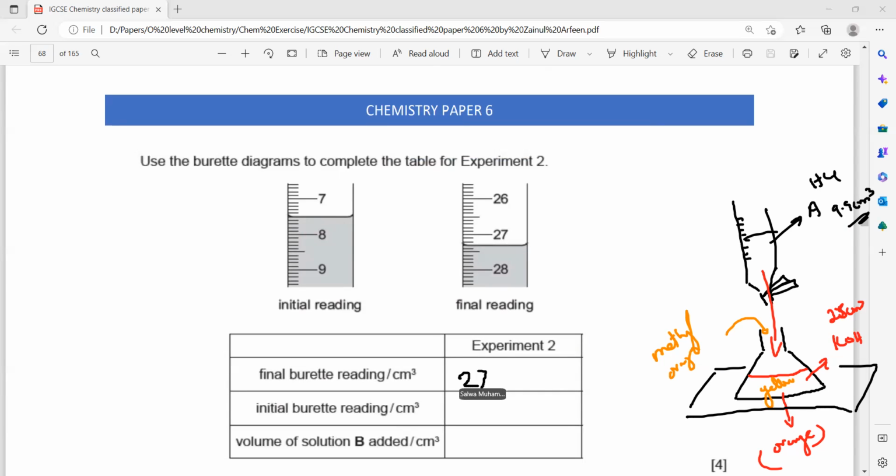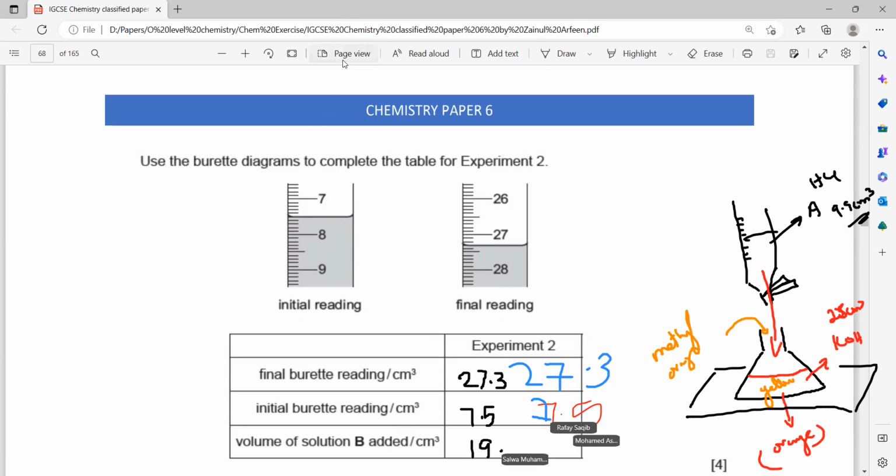So what is the initial burette reading and what is the final? Final is 27.1, and initial is 7.5. So what is the difference? 19.8. Okay. So solution B of HCl, for a complete reaction with 25 cm cube of KOH, we need 19.8 cm cube of HCl.